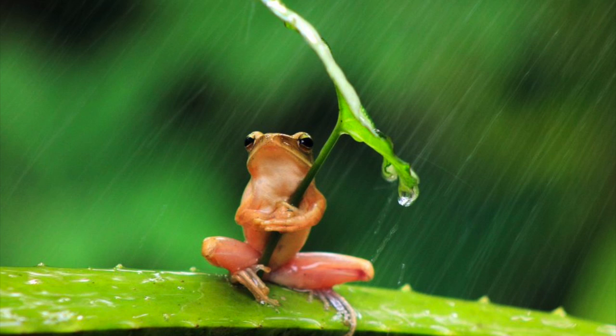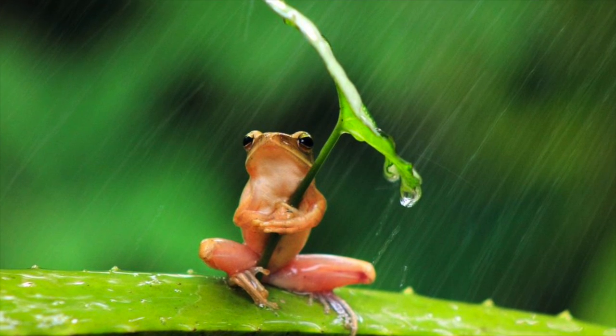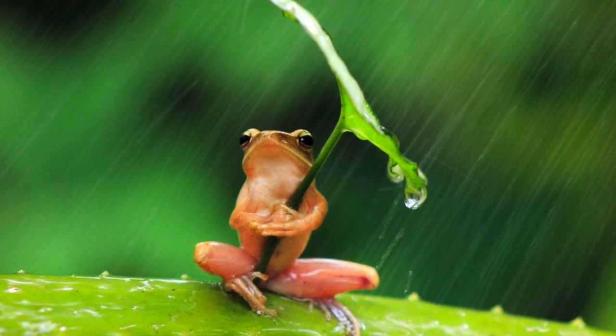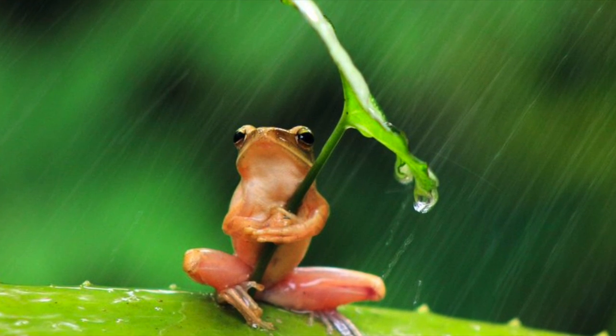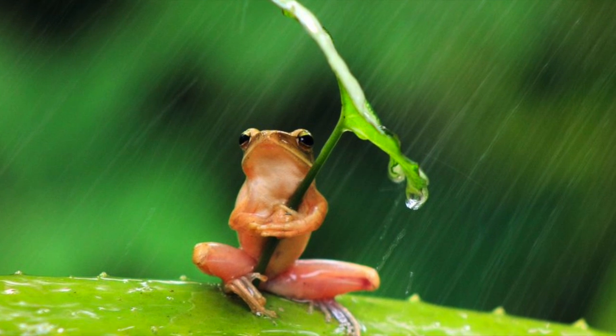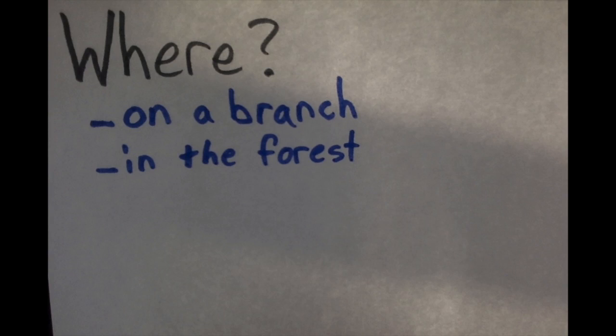Next on our chart is where, and what we're writing in this section is, you guessed it, where is this picture? Where is what's happening in the picture happening? And for our picture, I could say that it's happening on a branch. If I wanted to add some more detail, I could say that it's happening on a branch in a forest.